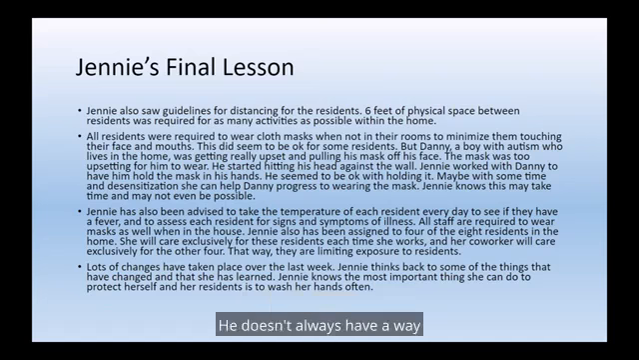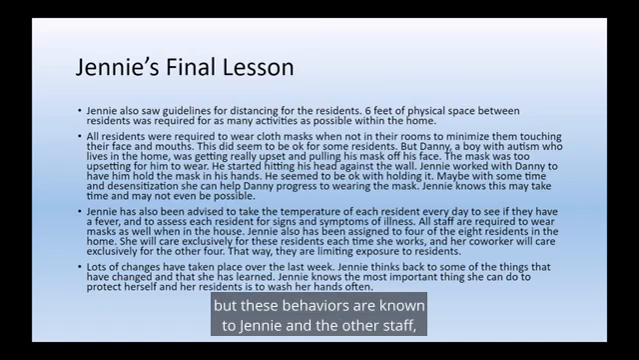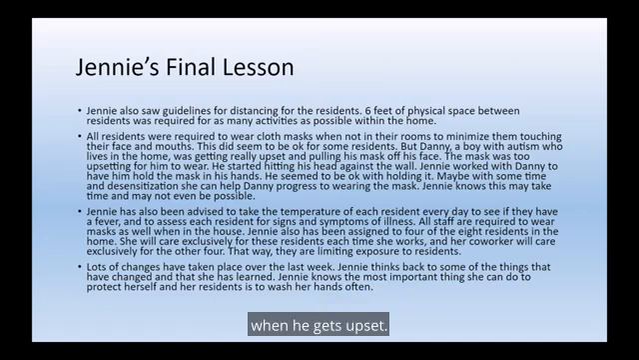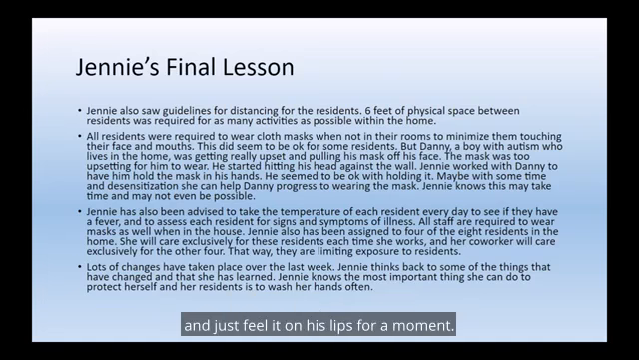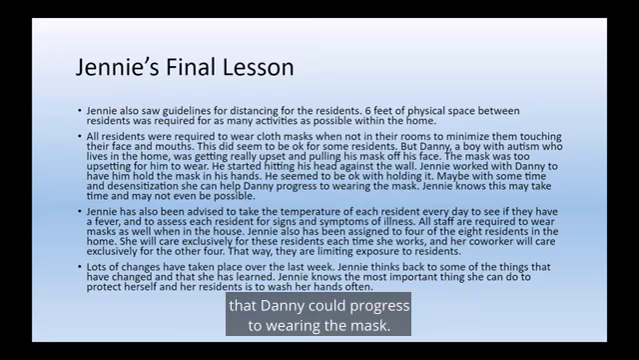He doesn't always have a way to express himself with words, but these behaviors are known to Jenny and the other staff, and this is the kind of thing that Danny does when he gets upset. So Jenny worked with him and went slow, starting with just touching the mask, then having him hold it in his hand. He was okay holding it and walking around with it. She even had him bring it up to his face and just feel it on his lips for a moment.